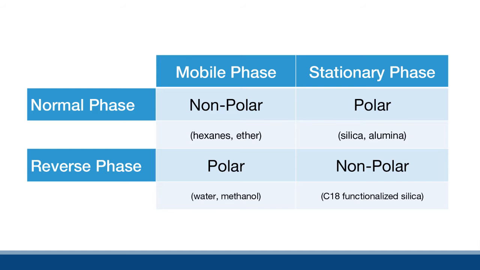Reverse phase chromatography is the opposite to that, having a polar mobile phase and a non-polar stationary phase. Normal phase chromatography is the most common. Reverse phase chromatography uses a much more expensive stationary phase and therefore is not as practical in an undergraduate lab.